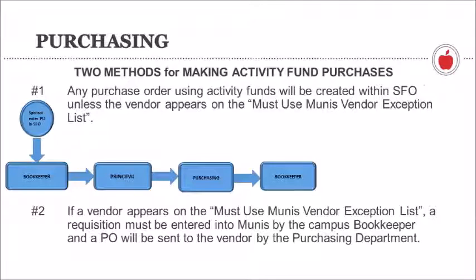When the principal approves the PO, it is forwarded electronically to the purchasing department, where a buyer will either approve or reject the PO. In either case, the PO returns electronically to the bookkeeper. The bookkeeper will post approved POs to the activity account, print the PO, and notify the sponsor of approval. Approved SFO POs require the campus to order the goods or services. This is not done by purchasing. Approved Munis purchase orders are sent to the vendor automatically by purchasing.